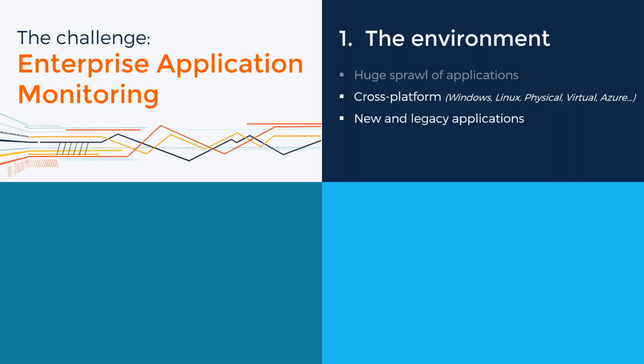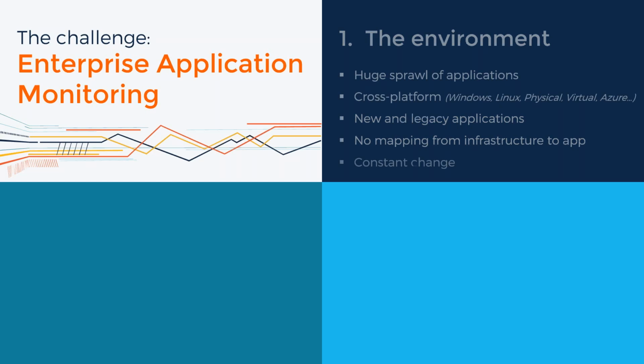Those applications are probably a mix of new applications that are actively developed, perhaps with a DevOps team assigned to them, and also legacy applications that may have been deployed sometime in the past. You no longer know exactly how that application is architected and where it is running. And associated with that, typically even in larger sophisticated environments, there's little or no mapping from your infrastructure to your applications. And along with that, a constant change, a dynamic environment.